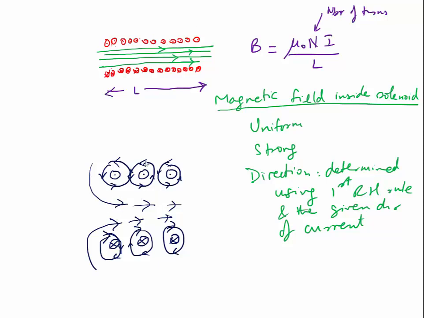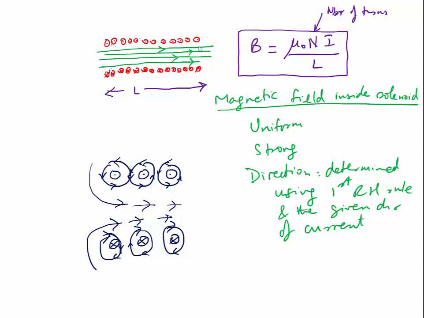A lot of industrial solenoids that we use for many applications, I'll talk about that in a second, typically would have thousands of turns because we want a strong magnetic field for a relatively small current. So I is the current and L is the length. So this will give you the magnitude of the magnetic field anywhere inside the solenoid.